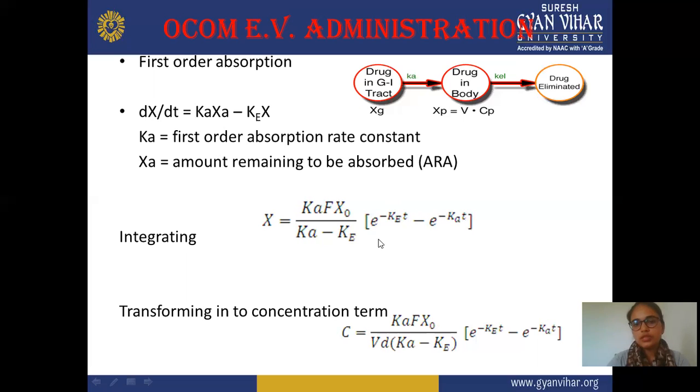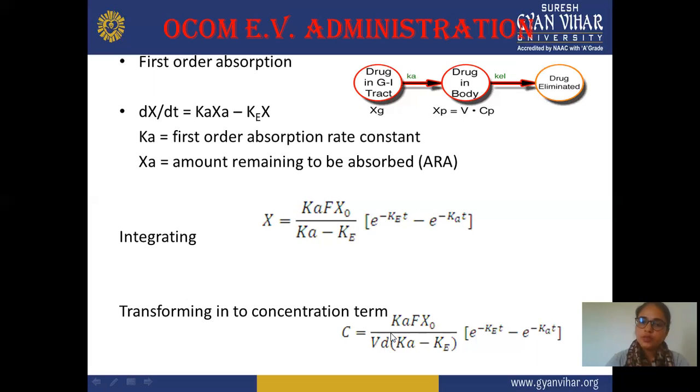So this is the integrated form or integrated equation of first order kinetics of absorption. Next is transforming it into concentration terms. Then C is your concentration, and we simplify this equation: Ka F X0 divided by Vd, because volume of distribution, you know, Vd is equal to X by C.